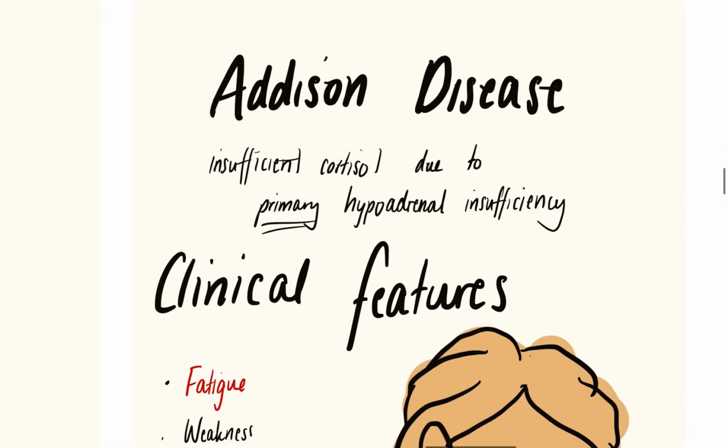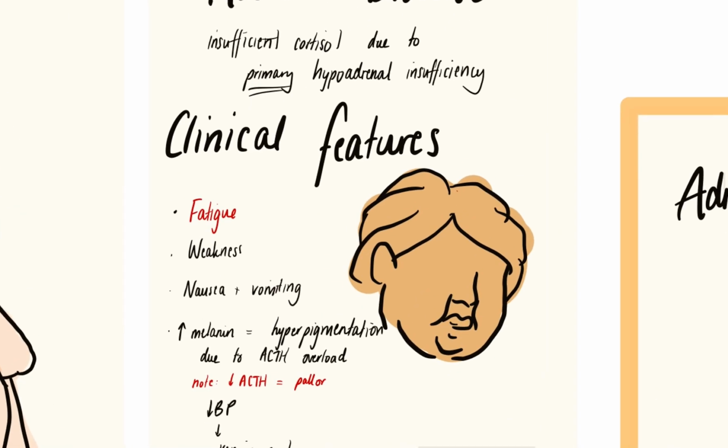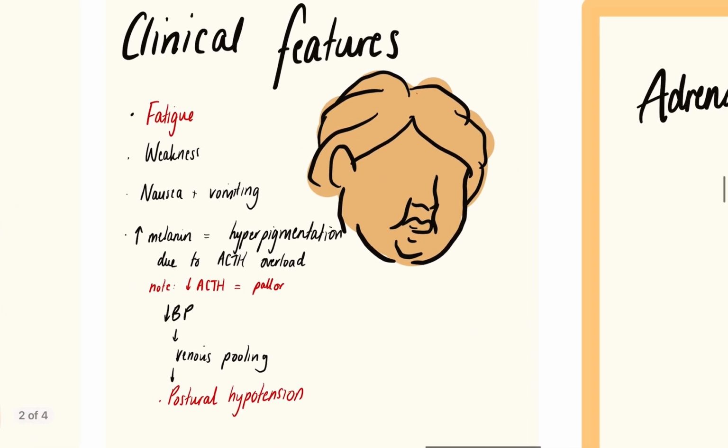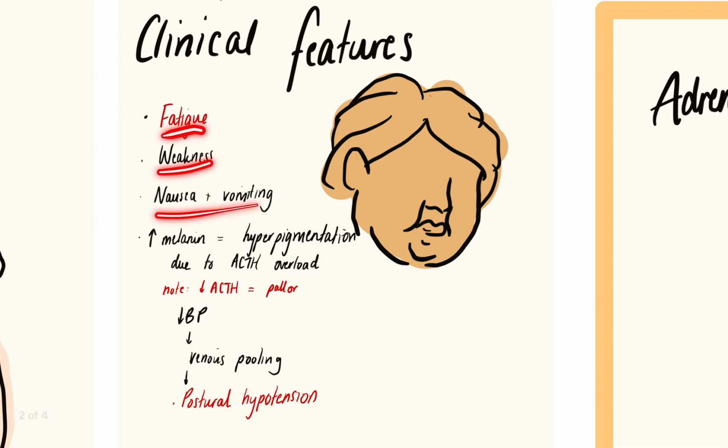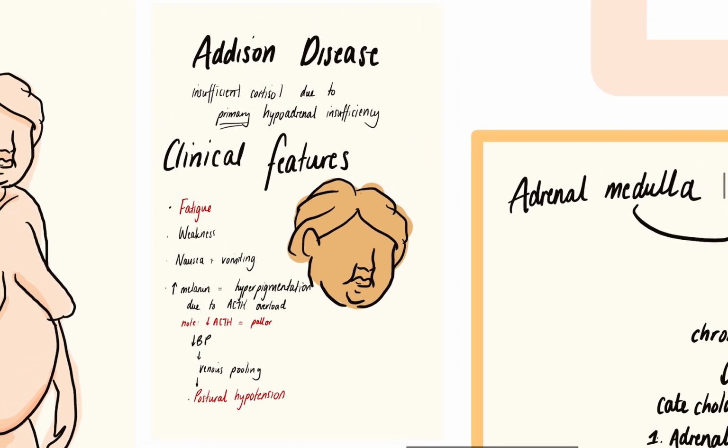So this is insufficient cortisol due to a primary hypoadrenal insufficiency. So the deficiency is in the adrenal gland itself. It's not due to the underproduction of ACTH from the pituitary, in Addison's disease at least. So the clinical features of Addison's include fatigue, weakness, nausea and vomiting, increased melanin due to ACTH overload, and this leads to hyperpigmentation. And also, this decreases your blood pressure, leading to venous pooling, and can lead to postural hypotension. So you'll feel dizzy when you stand up.